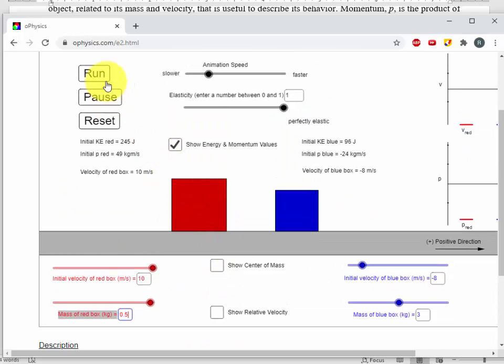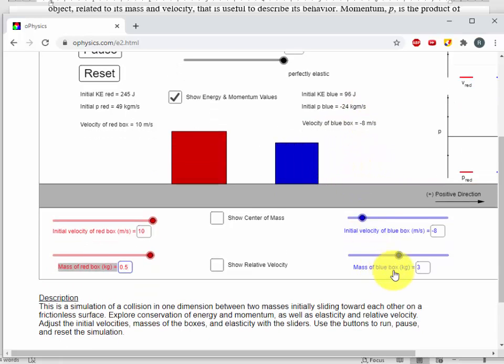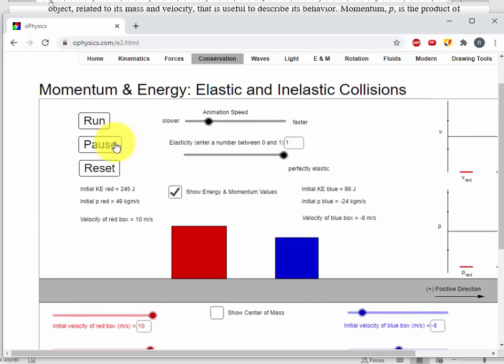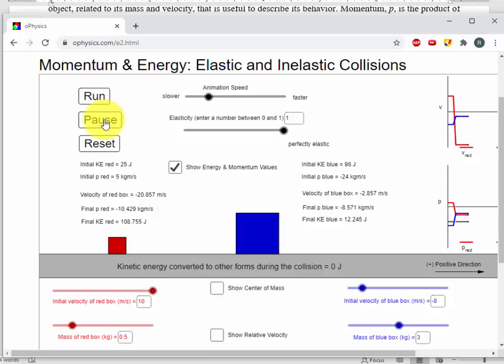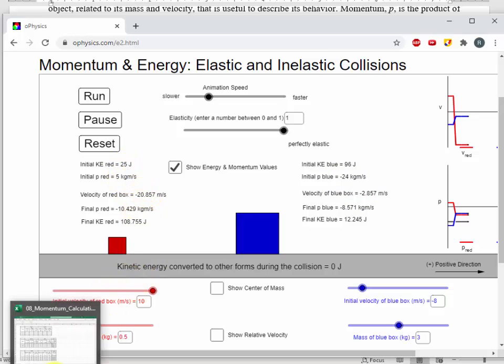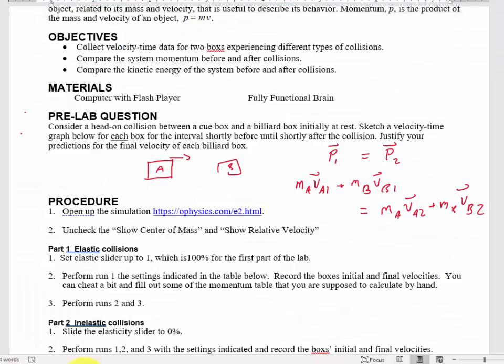All you're going to do is record the initial velocity and the initial mass of the red block, and the initial velocity and the mass of the blue box. Then you allow these guys to collide, hit the pause button, and record the final velocities. Technically, you can also read the momenta off, although I do want you to show me the calculation for them, so you can show me that you actually know what's going on here.